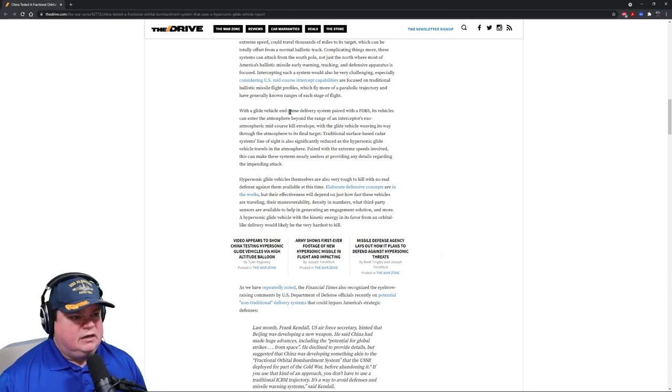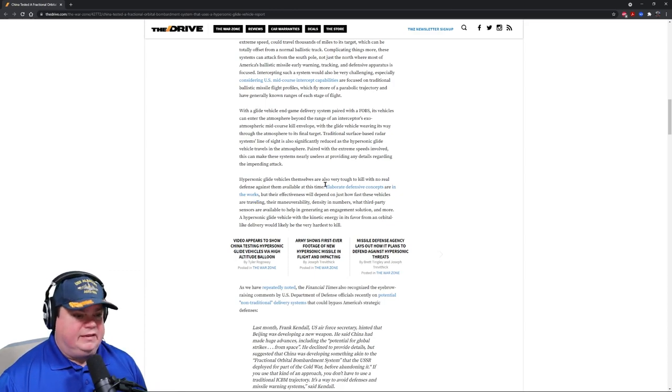China's in the lead now, guys, with these long-range fires. With the glide vehicle endgame delivery system paired with FOBs, its vehicle can enter the atmosphere beyond range of any interceptor's exo-atmospheric mid-course kill envelope. With the glide vehicle weaving its way through the atmosphere to its final target, traditional surface-based air systems' line of sight is significantly reduced as the hypersonic glide vehicle travels through the atmosphere. Paired with the extreme speeds involved, these can make these systems nearly useless at providing any details regarding the impending track. Hypersonic glide vehicles themselves are also very tough to kill, with no real defense against them at this time.